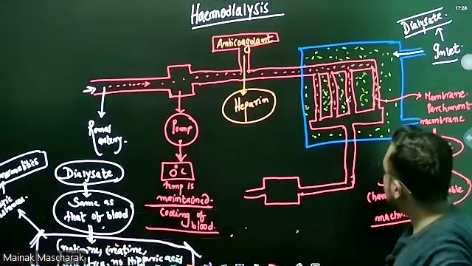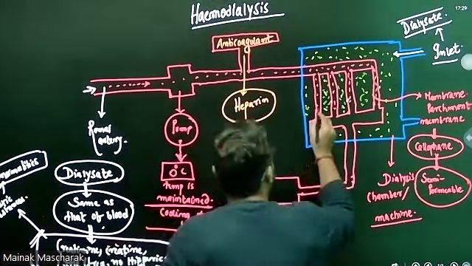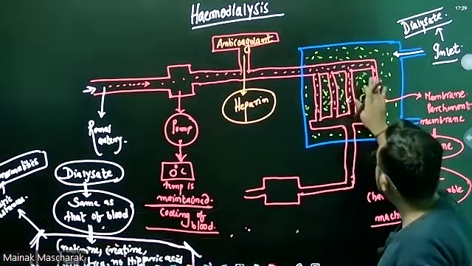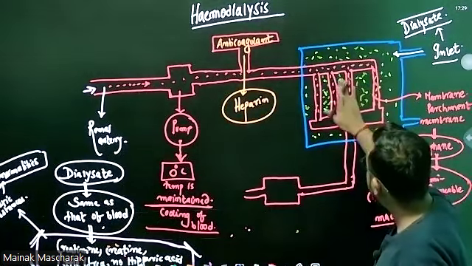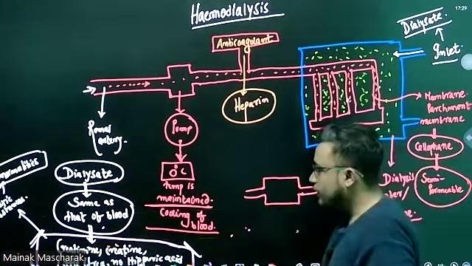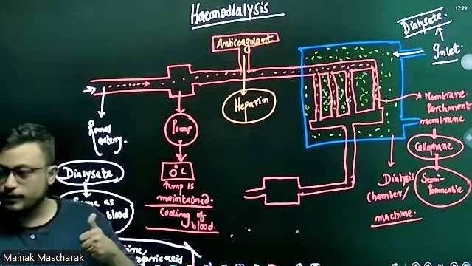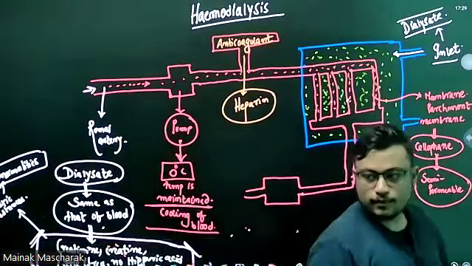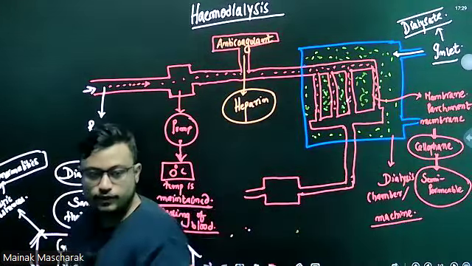Now if you can appreciate, this is the normal blood, the blood of the patient, and these are the dialysate fluid. Here dialysate, dialysate, dialysate, dialysate. Under it there is blood. Now in the blood there is presence of excess amount of urea, excess amount of creatinine, and excess amount of hippuric acid.